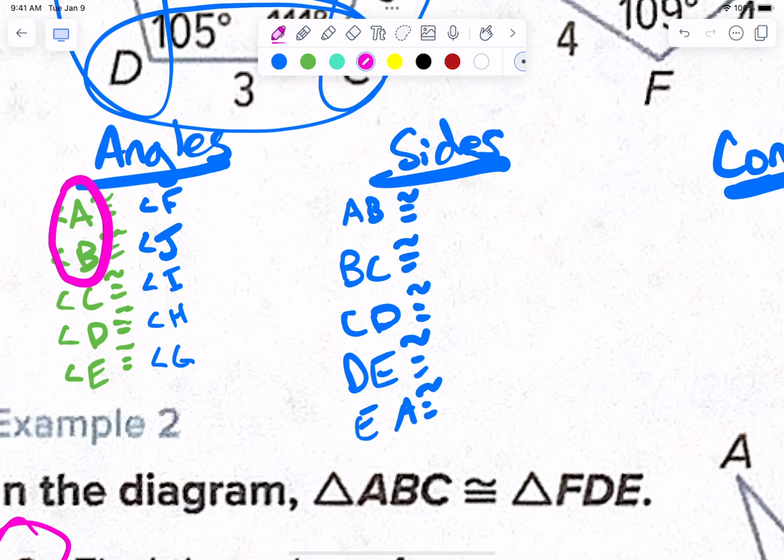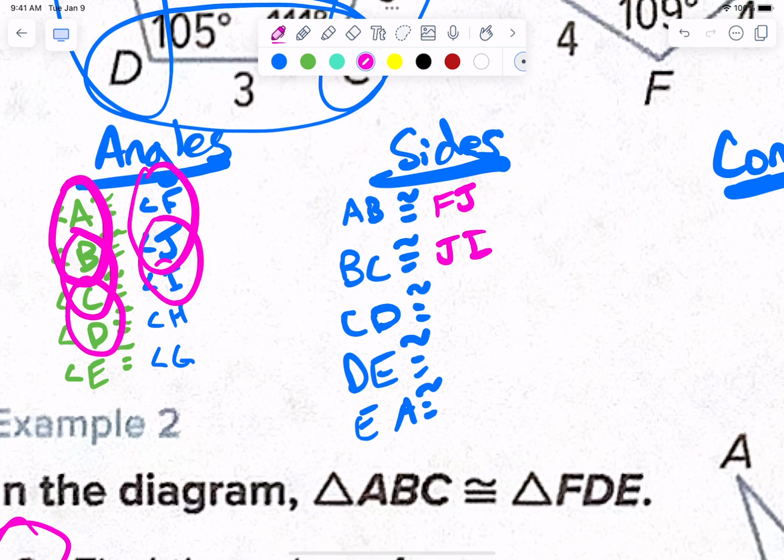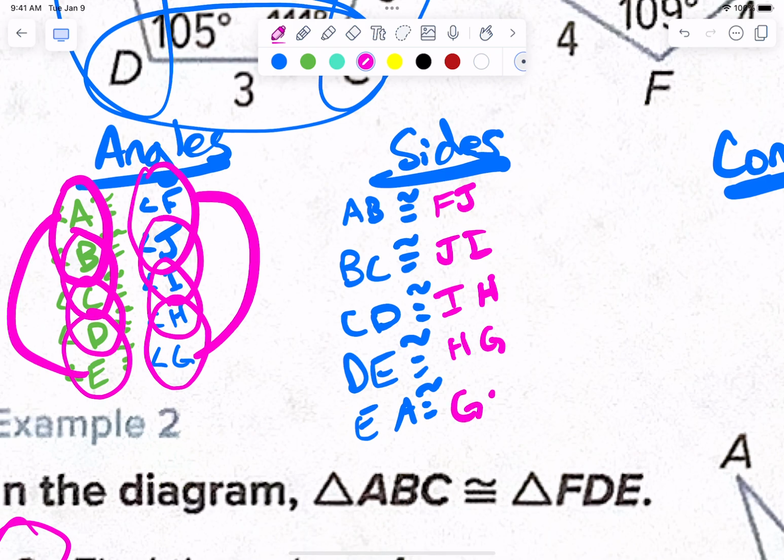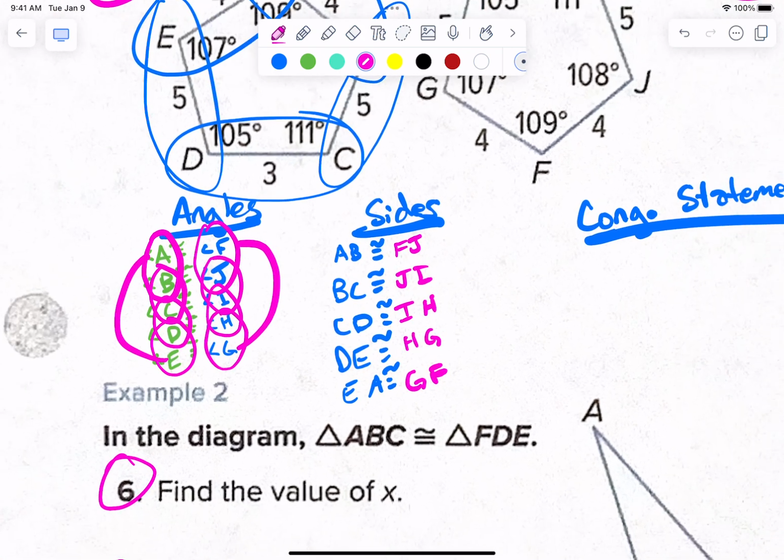If I say AB, AB is the same as FJ. BC is the same as JI. CD is the same as IH. Do we see how this works? DE is the same as HG. And EA is the same as GF. Okay?